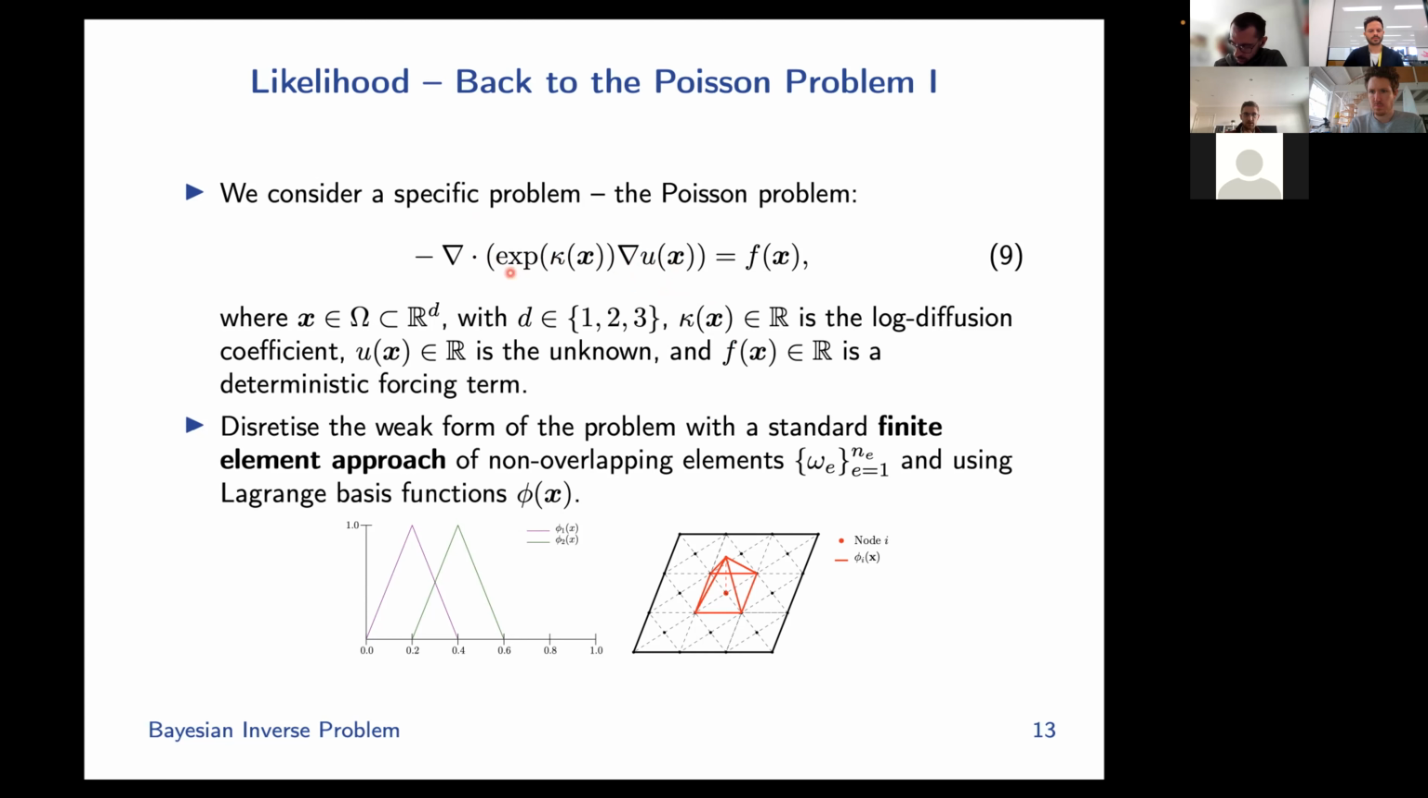Again, κ is our log diffusion, so log diffusivity or conductivity, depending on the context. And then we have forcing, which is deterministic. What we do is formulate the weak form of the problem, and then we discretize using the standard finite element approach with the Lagrange basis functions, as shown here for 1D and 2D examples.